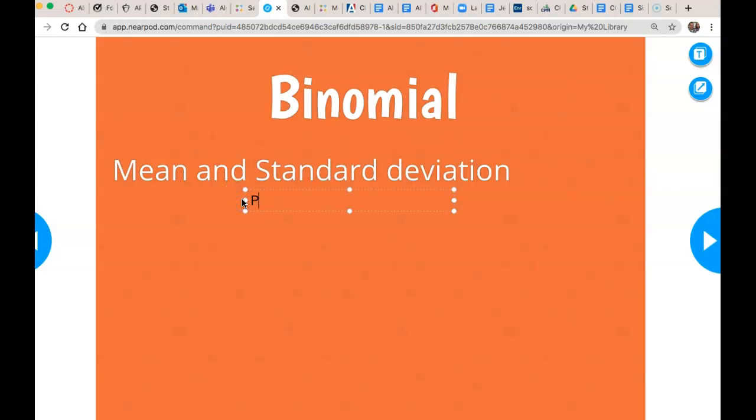So on page 391, if you follow along in your book, we got the mean and standard deviation for a binomial distribution. The mean is n times p. And they put mu x because sometimes we'd have 2 binomial variables. We're going to combine them. And standard deviation is the square root of n times p times 1 minus p.